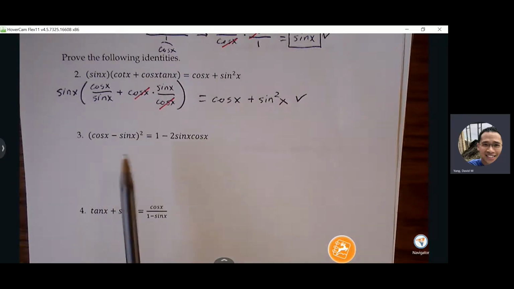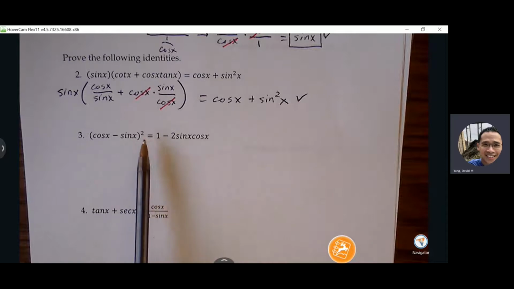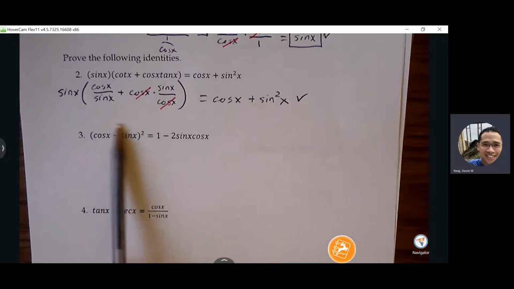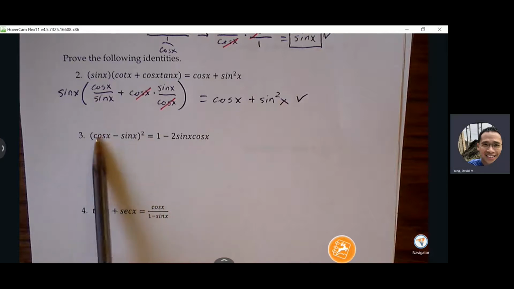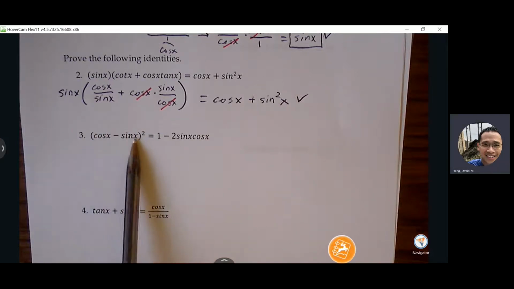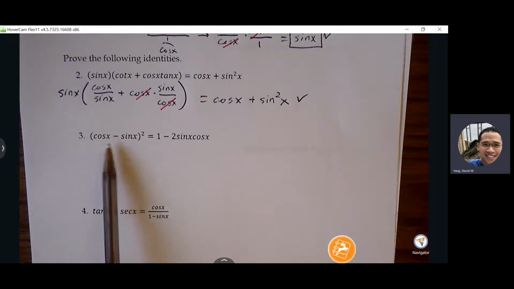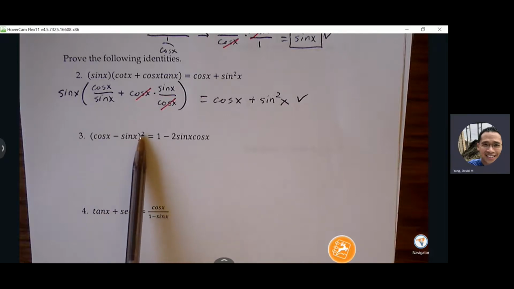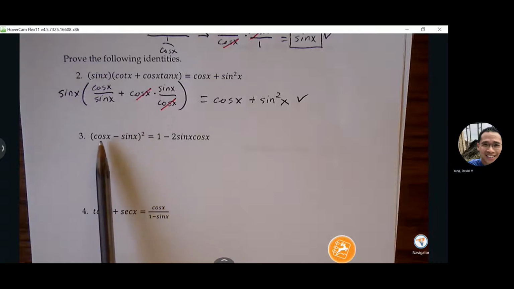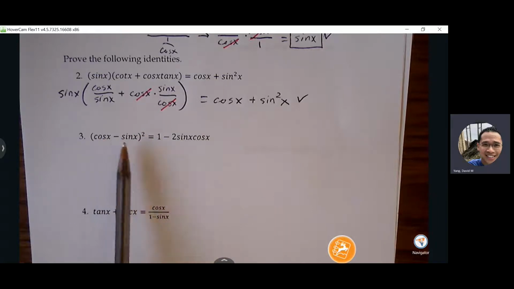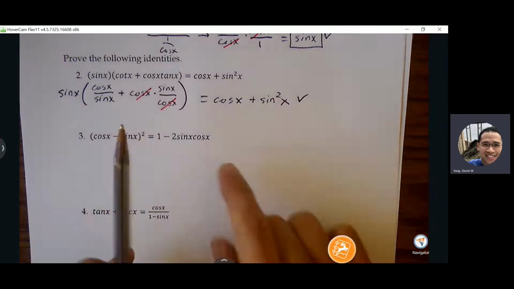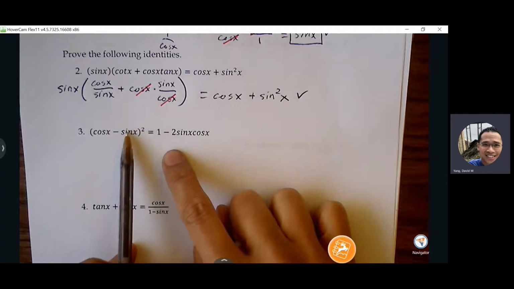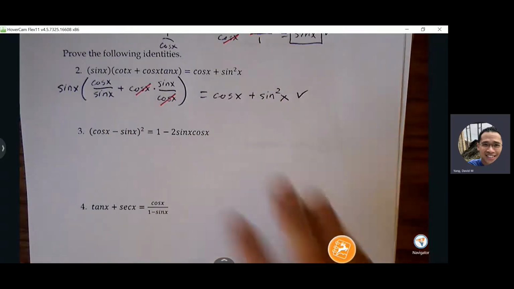Okay, number 3. Cosine of x minus sine of x quantity squared. We want this to eventually turn into this. First thing I'm thinking of is what can we do to maybe get rid of the parentheses? Careful here. Can we just take this exponent and distribute through? We have to write this out twice. We have to make sure that we're actually foiling our expression out. Otherwise, if we just distribute the square through, we're going to be missing out on a couple of terms.